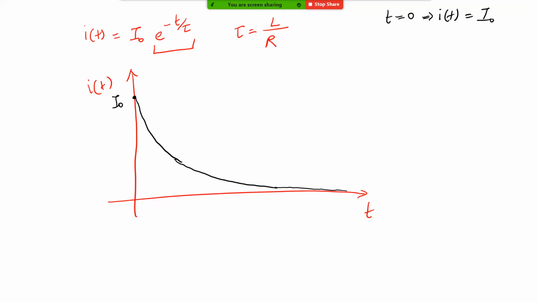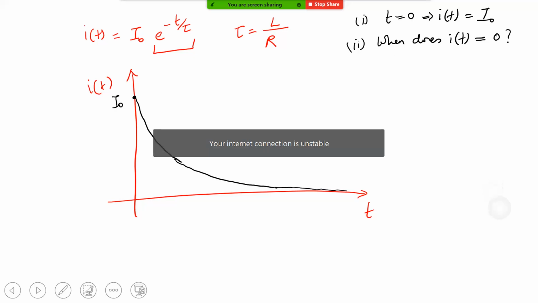Now first, at t equal to 0, we know that I of t is I naught. This is trivial. Now when does I of t reach 0? Let's say this is case 1. When does I of t reach 0? T is equal to infinity. So from the mathematics we know that as t tends to infinity, I of t reaches 0.